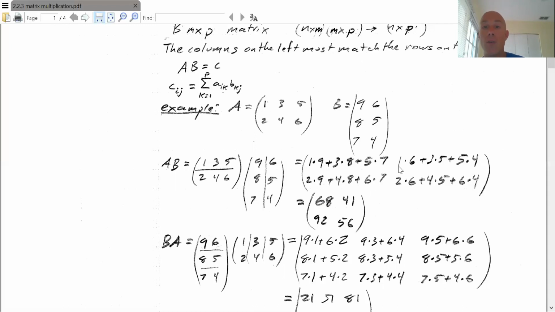Now let's look at the first row, second column. So the entry here is first row, second column. I'm going to take 1, 3, and 5 from the row, and then we're going to have 6, 5, and 4 from the column. And then we multiply by position, and then we do addition.